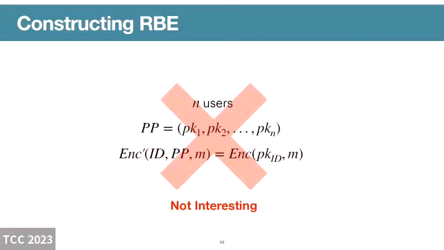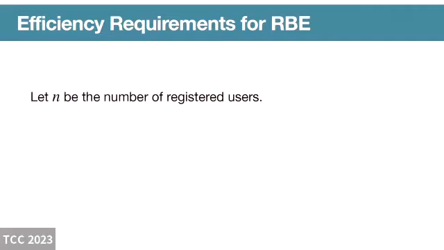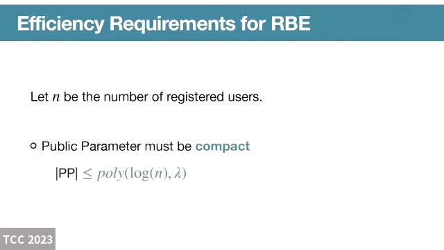But this is not interesting at all, because here the size of the public parameter grows linearly with the number of users, but the whole point in using IBE was to have a single compact public parameter instead of all of the public keys. So we need to set some limits on the RBE to be efficient. Again, suppose that we have n users. What we want is for the public parameter to be compact, meaning that we want the public parameter size to be polylogarithmic in n. We also need to set some constraints on the number of updates or hints that each user receives, but that is not in the context of this talk.